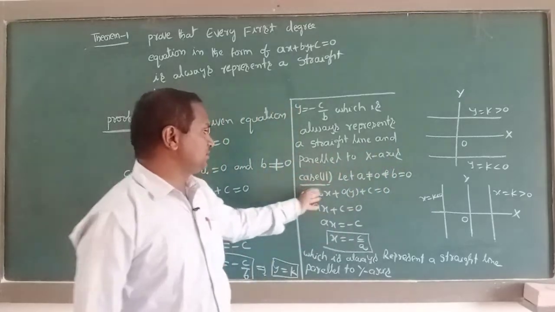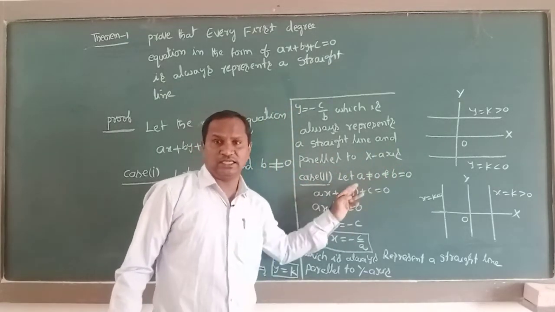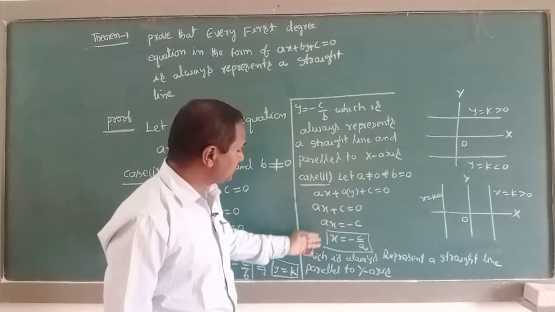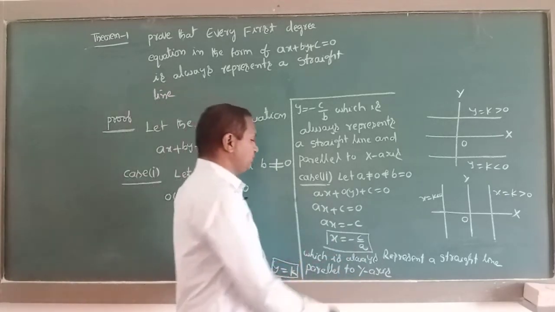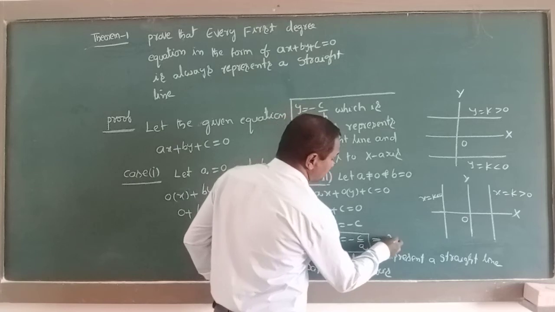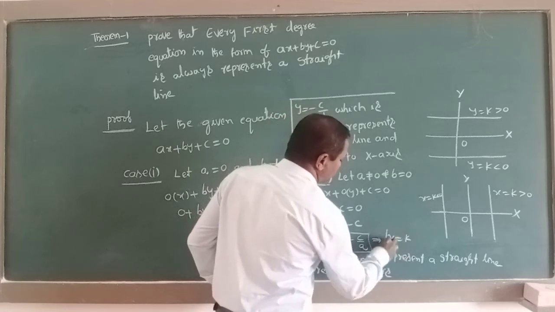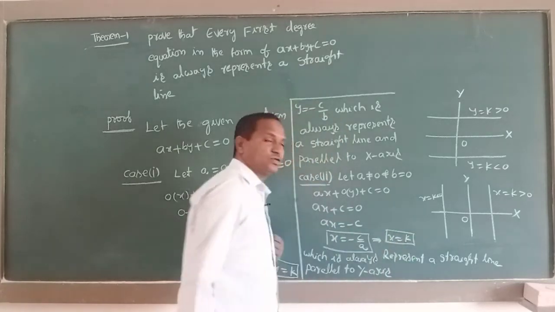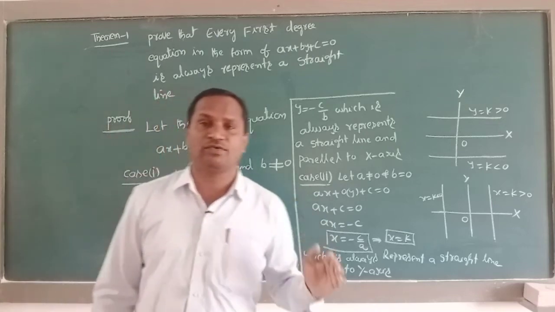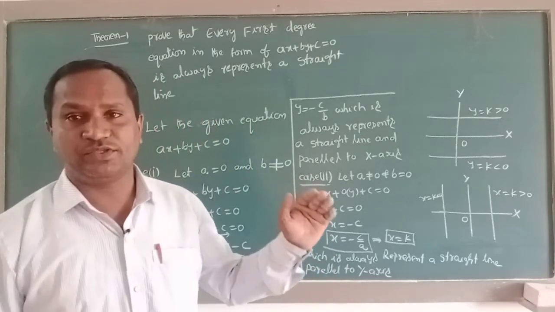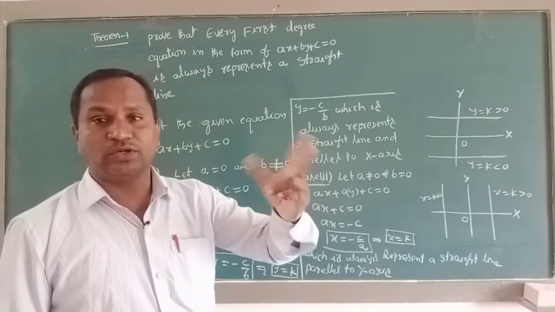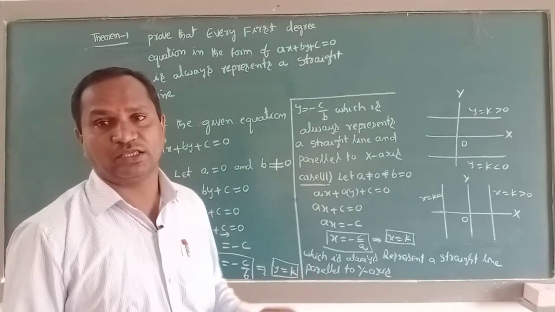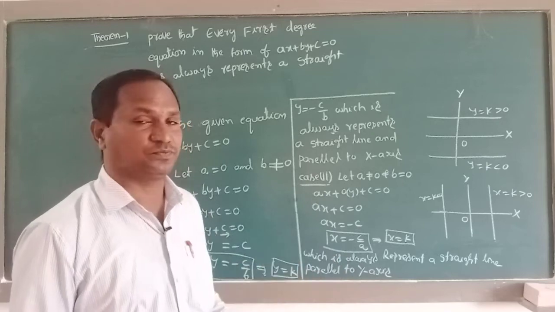And case 2 is b is equal to 0, a is not equal to 0. In that case also we got the x equal to k form. That is, minus c by a, we can write this as x equal to k. X equal to k always represents a straight line which is parallel to the y axis. That's why in two cases, case 1 and case 2, we got the equation of a line only.